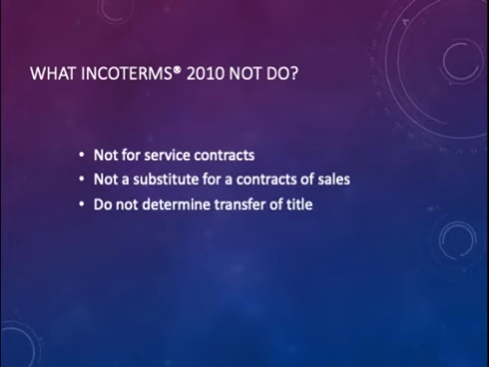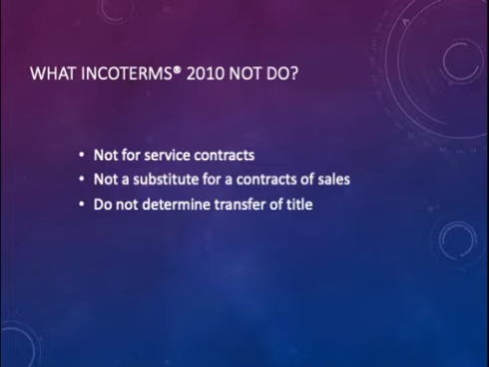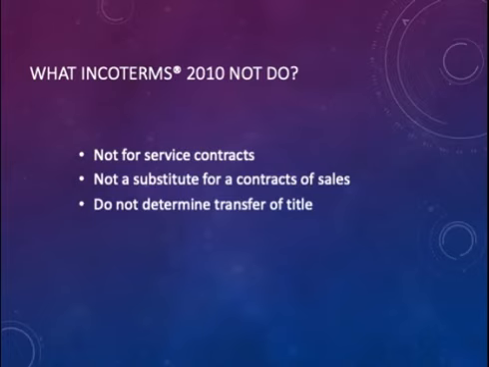Incoterms do not determine the transfer of title. The transfer of title means the transfer of ownership. So Incoterms do not say from which point the ownership will pass from the seller to the buyer. They do not cover the transfer of title. They just cover the three things I told you: the division of obligations, risk, and cost.